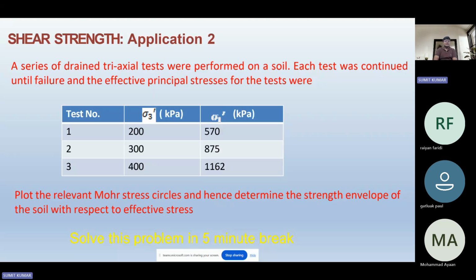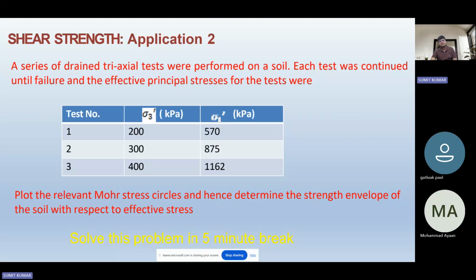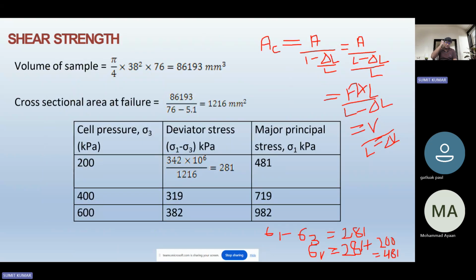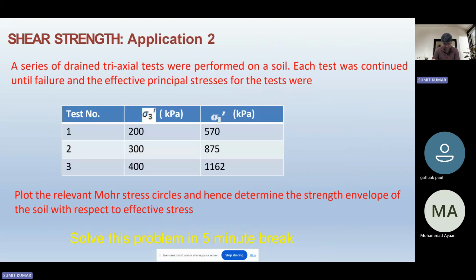Okay, so this question says that a series of drained triaxial tests were performed on the soil. Each test was continued until failure and the effective principal stresses for the tests were recorded. So effective parameters are mentioned over there in the earlier question. If you remember, the values of sigma 1 and sigma 3 are known. Those are the total stress parameters. The effective stresses are also mentioned, so we can calculate the effective shear strength parameters like c dash and phi dash. Again over here the sigma 3 dash and sigma 1 dash are exactly mentioned in the previous question.